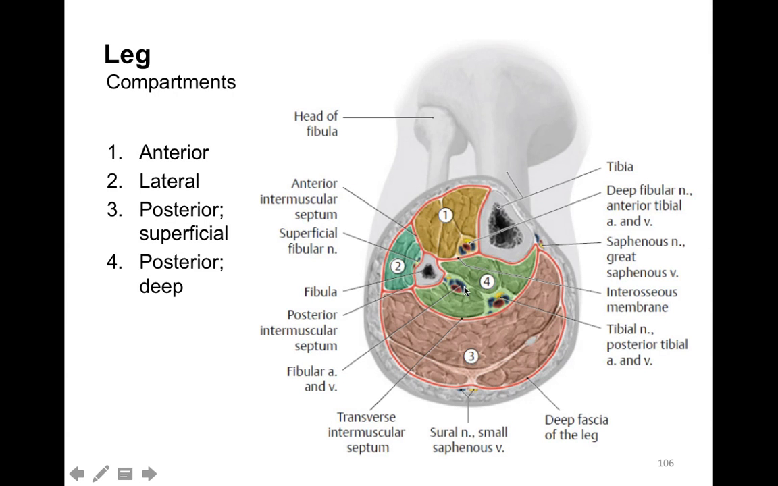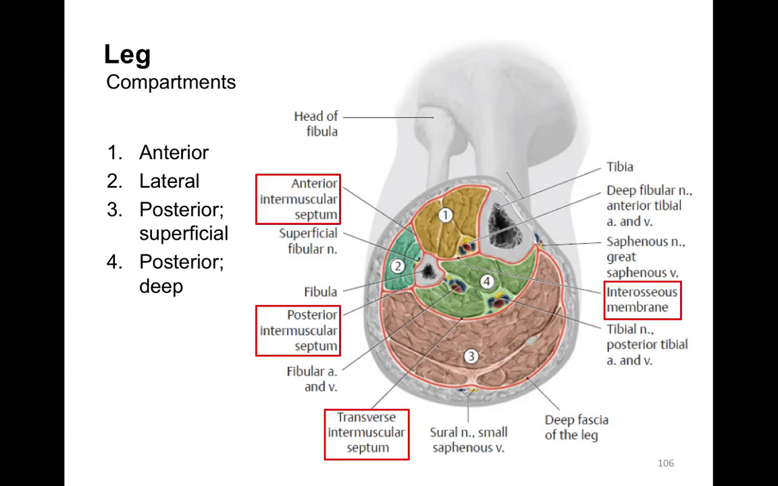So what I'd like to do is take you through each one of these compartments and review the muscles, nerve supply, and arterial supply of those muscles as well as their actions. And keep in mind that just like in the thigh, these compartments of the leg are separated by intermuscular septa, which are extensions, in this case, of the crural fascia down to the fibula as well as the tibia.